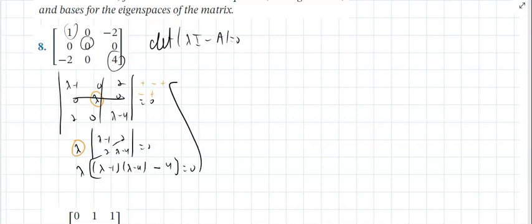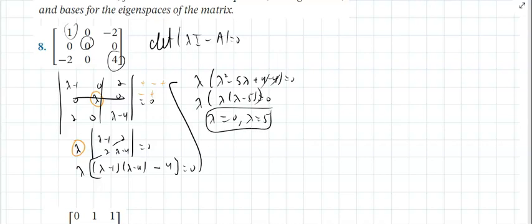A bit of algebra. That's lambda into lambda squared minus 5 lambda plus 4 minus 4 equal to 0. So simply lambda times lambda into lambda minus 5 equal to 0. So we have lambda equals 0 and lambda equal 5 being our eigenvalues.